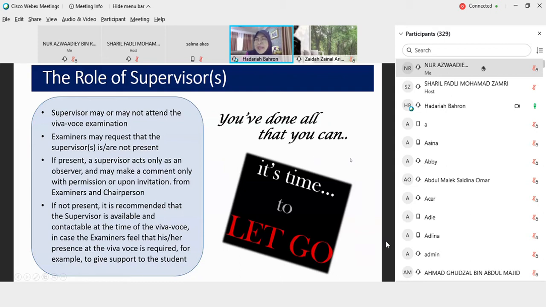Remember, you have done all that you can as a supervisor. It is time to let go, because it is time for your student to defend himself or herself and his or her work. So you just let it go, say Frozen. Let it go, yeah? Sorry about that.